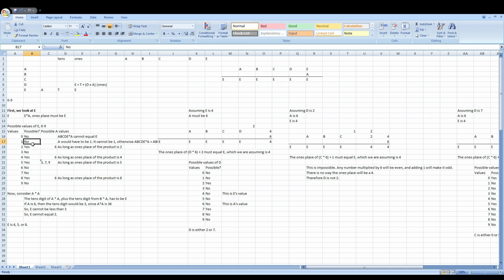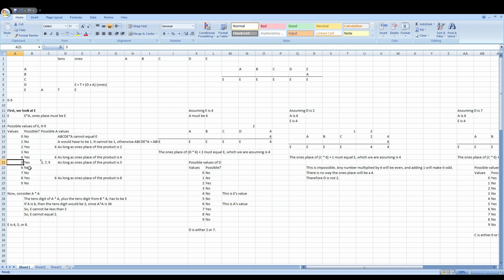So A cannot be 1, but A could be 2. E could be 2 if A were 6, as long as the ones place of the product is 2. So if A was 6 and E was 2, then you could get 12. In that case, the ones place would be 2, and we would be okay. So kind of going through the same exercise for 4, right?